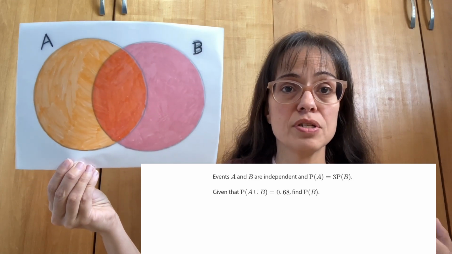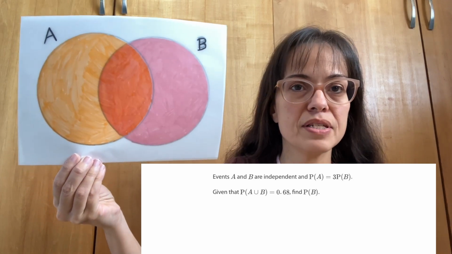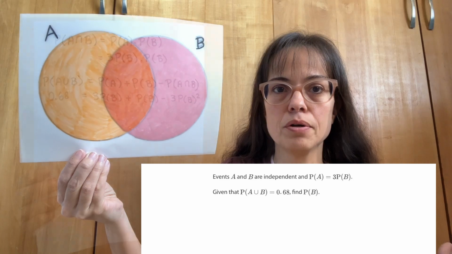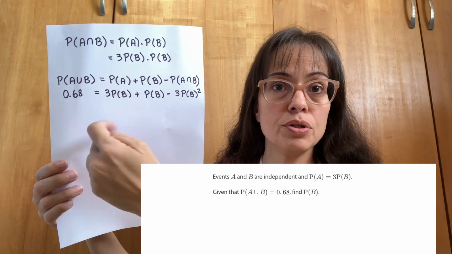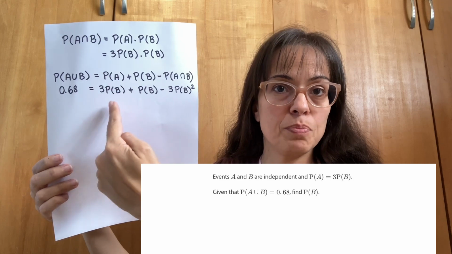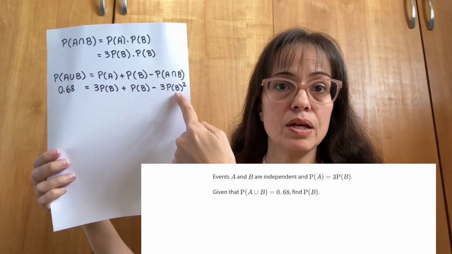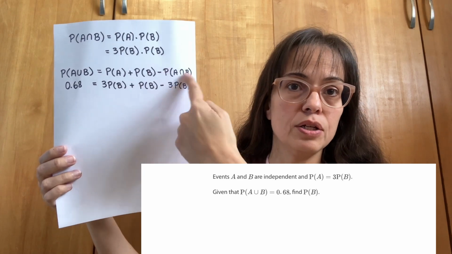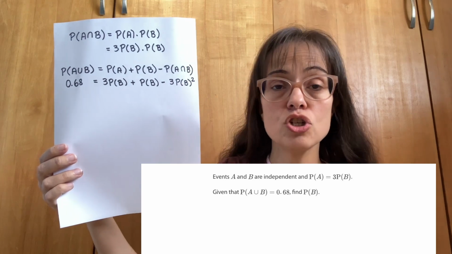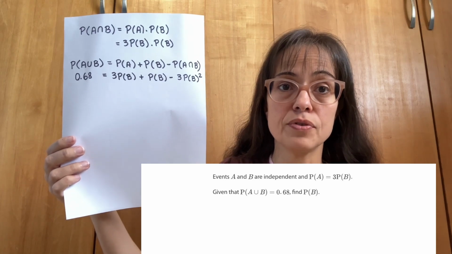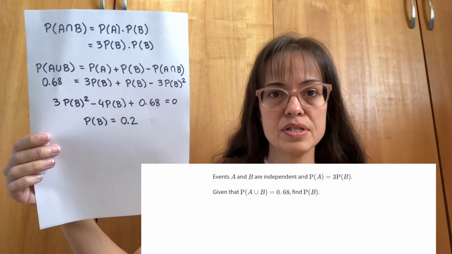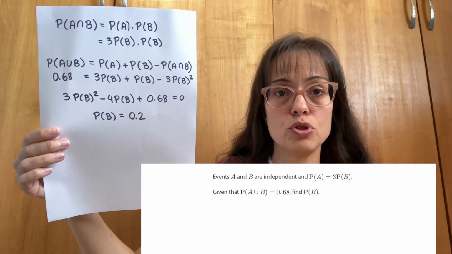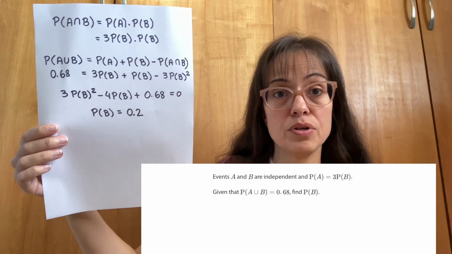I wrote the formula for the union with the subtraction of the intersection, because by now I've solved enough of these questions that I actually know what this formula is saying. I'm not really blind anymore. And then I substituted things into it. The number that he gave me for the union, 3PB in place of P of A, and the thing that came from the top line into the intersection. Now it's just an equation in PB. Let's solve it. Again, I used my calculator for this quadratic, and in this case, I chose the answer 0.2 because the other value was bigger than 1.